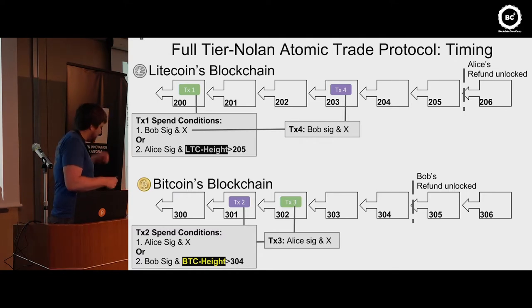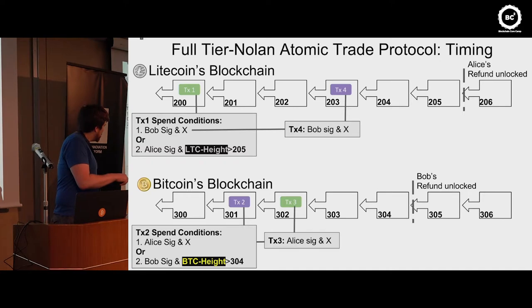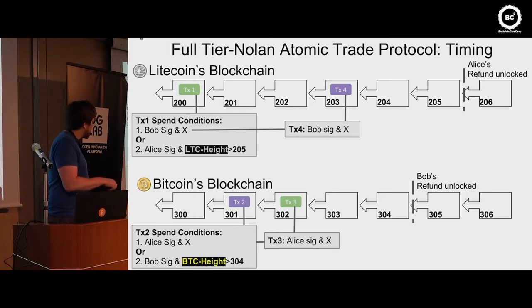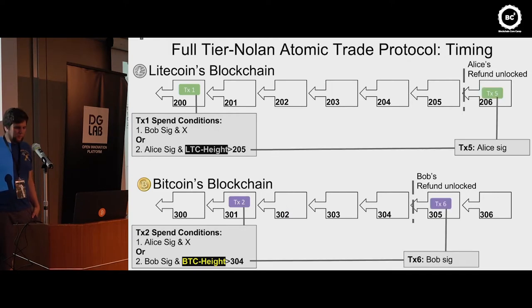So let's look at what happens if the trade occurs. In block 302, Alice posts transaction 3, which reveals X and sends Bob's Bitcoin to Alice. Bob learns X from transaction 3, and spends Alice's Litecoin in transaction 4.